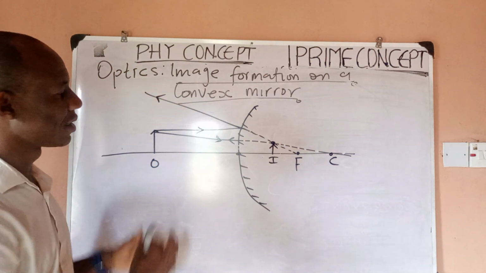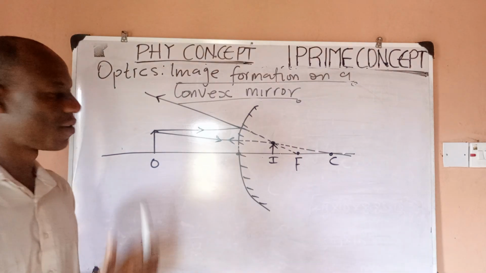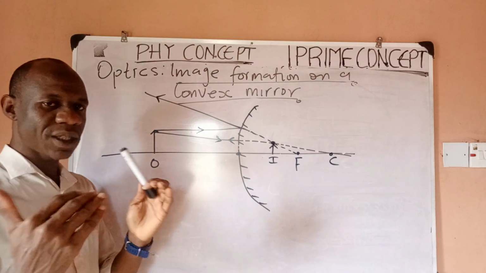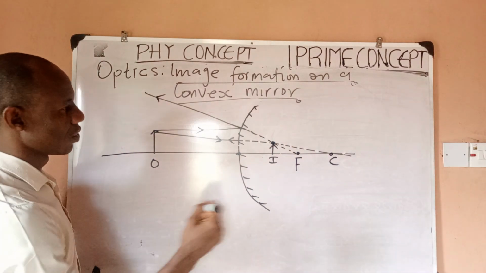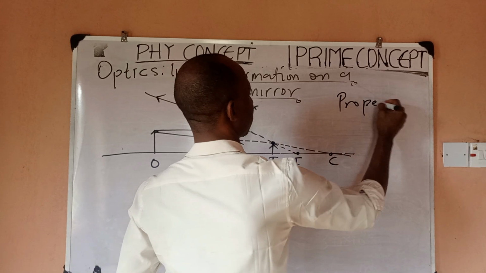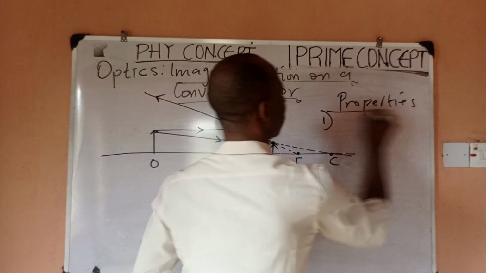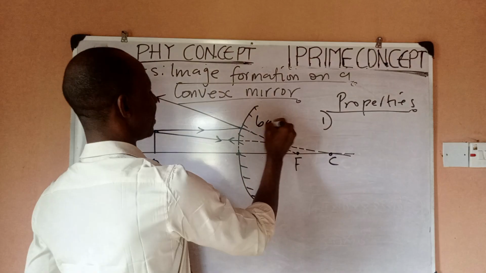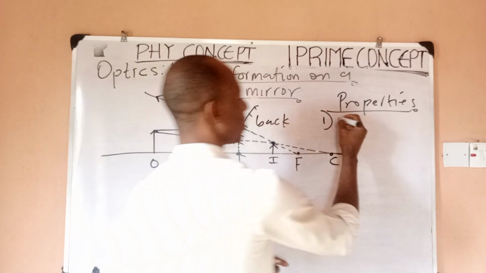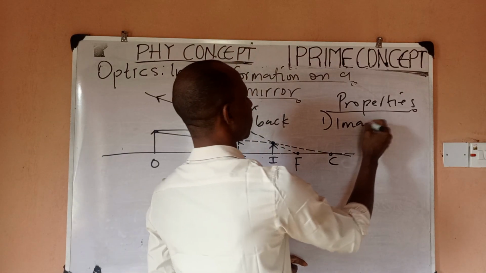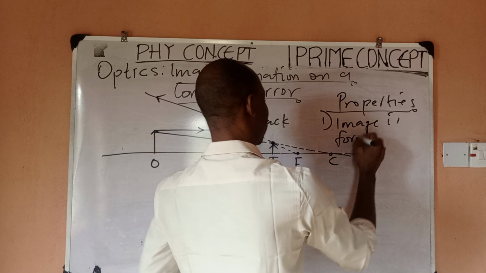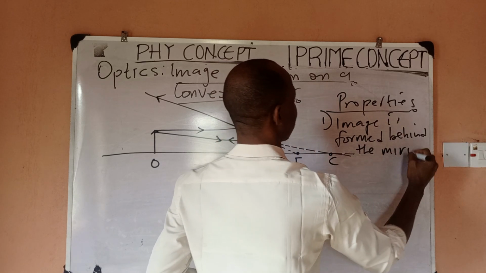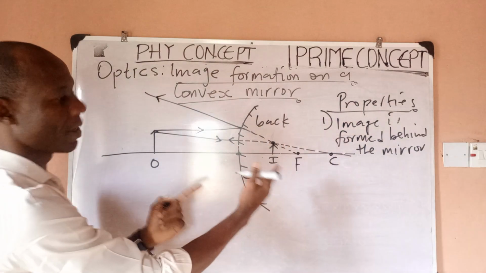Now, from this diagram, we can outline the properties of the image that is formed for a convex mirror. And this is the only condition we can have for a convex mirror. So the properties of the image formed. Number one, I hope you are aware that this is the back of your mirror. So you can see that the image is formed behind the mirror, or at the back of the mirror.